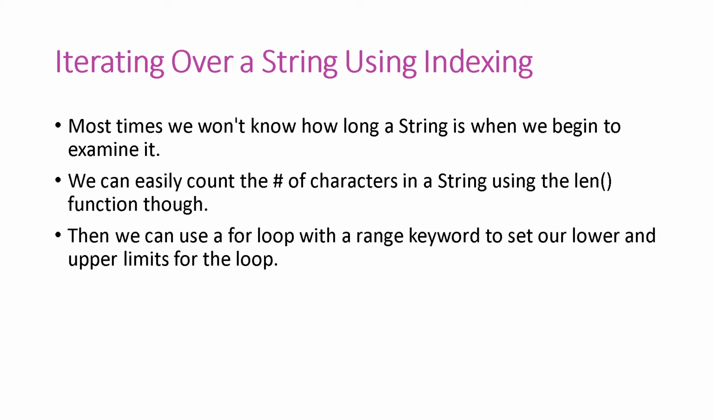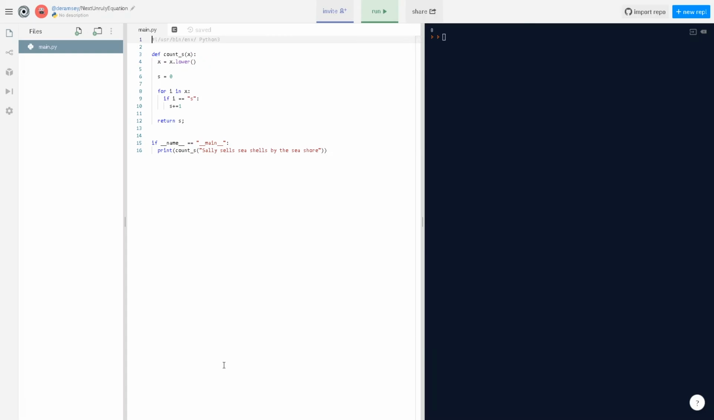We can easily count the number of characters in a string using the len function. We can use that len function to set a lower range and an upper range for a for loop to create bounds for iteration. And we can do essentially the exact same thing that we just did for our for in loop, just in a slightly different manner. So let's revisit our program that we made here. But this time, let's write another function.